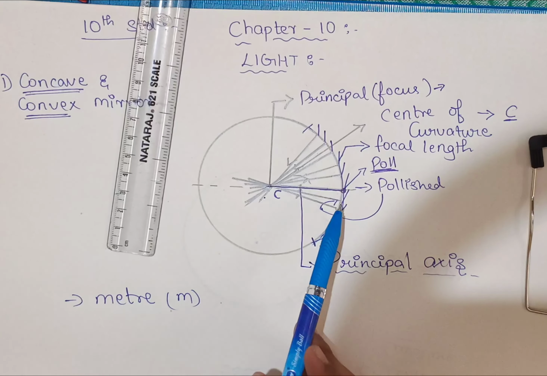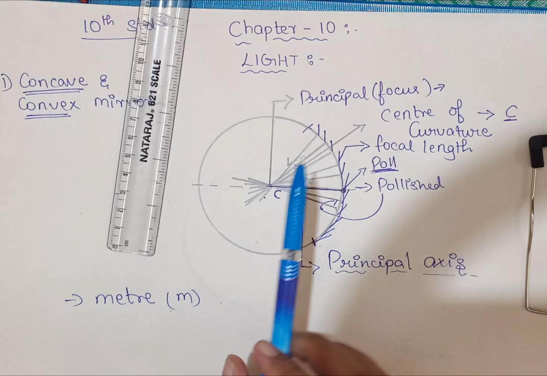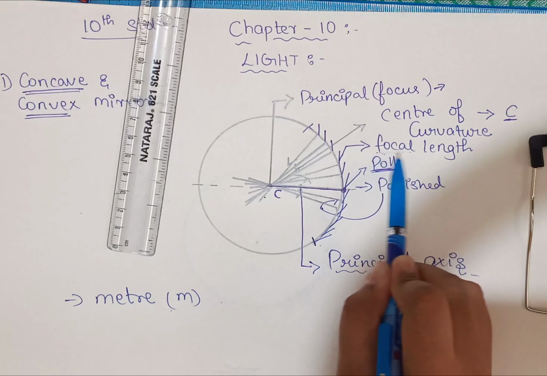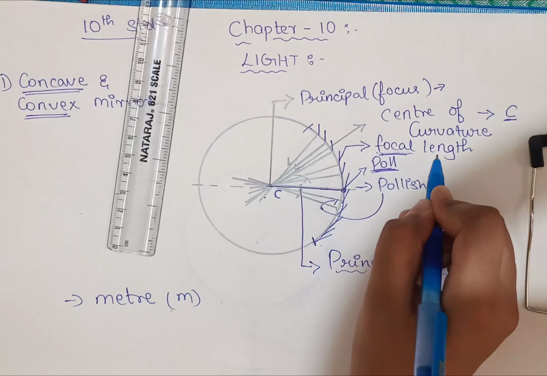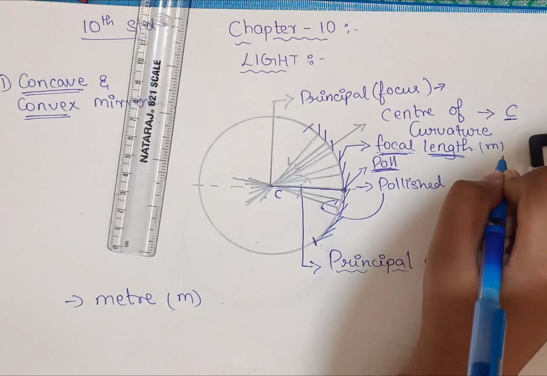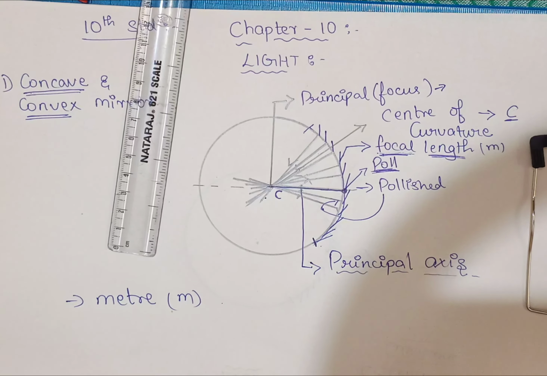Don't get confused, it is not between the center of curvature and the pole, it is between the principal focus and the pole. It is known as focal length. It is denoted by m. Okay. These are the important topics which will appear in the spherical mirrors.